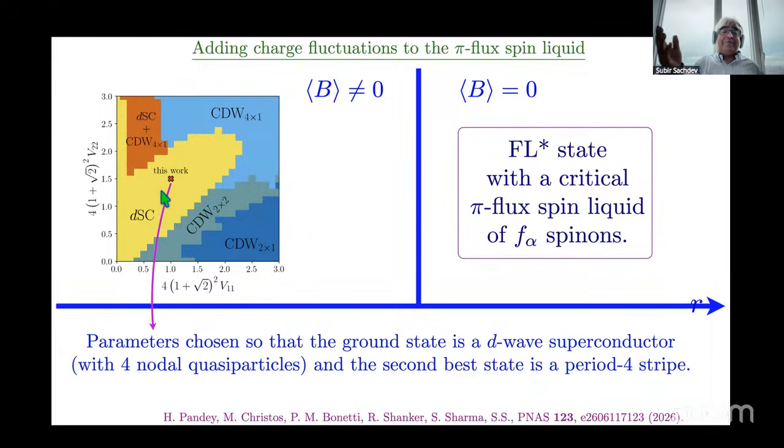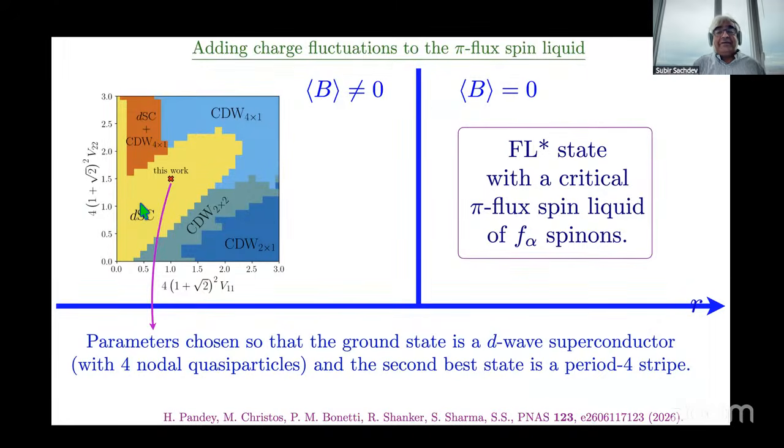Now, it might seem that you can put anything you want in this very general theory, but it's not true. You never get an S-wave superconductor, for example. You get precisely a D-wave superconductor. And it's also relatively easy to get the stripe state. But there are a few others that I won't talk about.